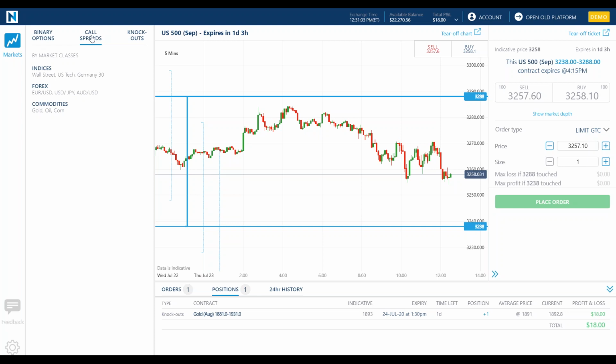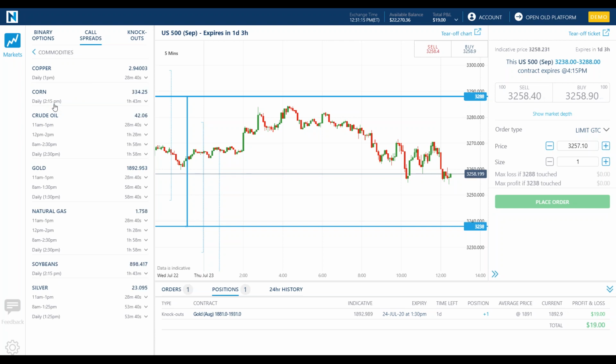That is it. There is no slippage. The contract settles. You either recognize a loss or you recognize a profit. Call spreads, similar in nature, there's going to be a range. However, the difference is if it touches one of the boundaries, you are not knocked out. It can cross through a boundary and then actually go the other direction.